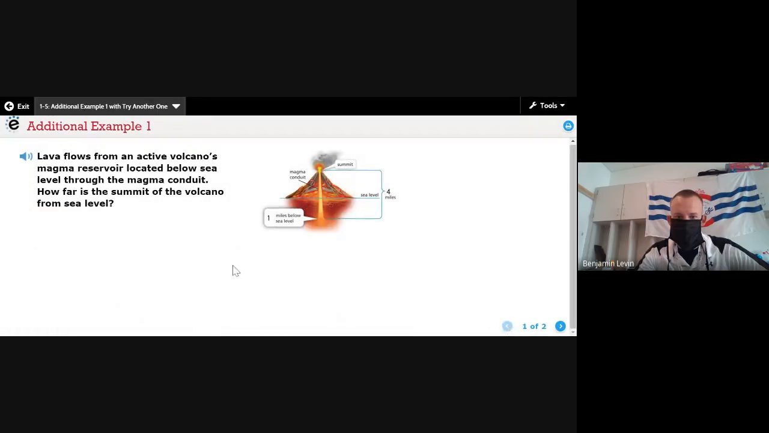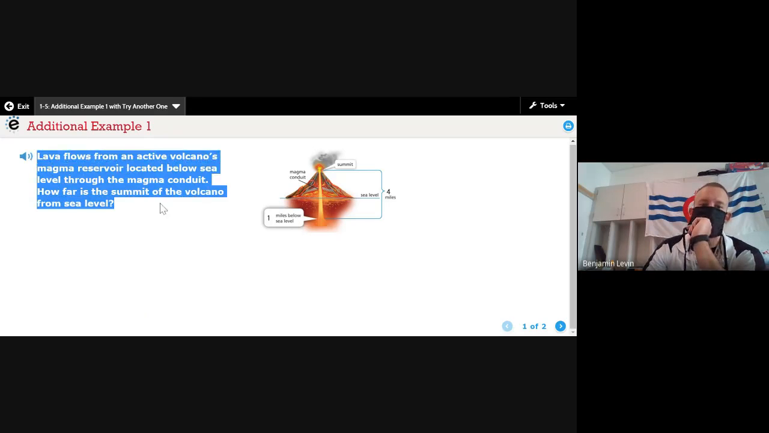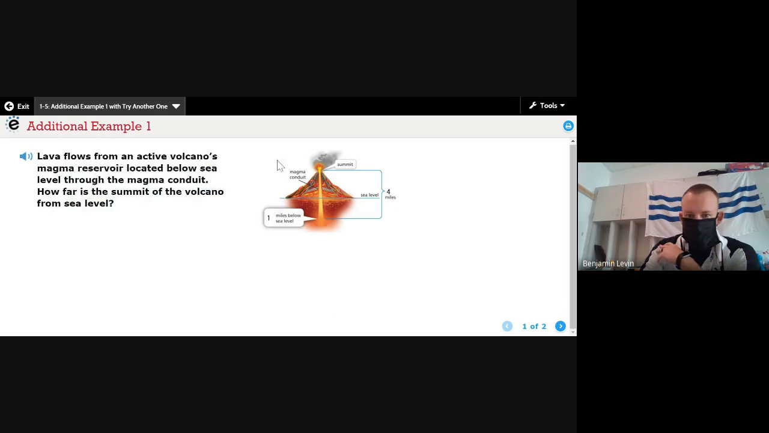Okay, let's do this. This one's gonna be one of the ones we'll have to do on the Jamboard. That's okay though. All right, lava flows from an active volcano's magma reservoir located below sea level through the magma conduit. How far is the summit of the volcano from sea level? So we look at our diagram. It starts 1 mile below sea level.